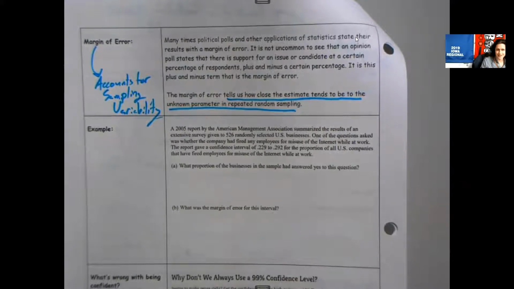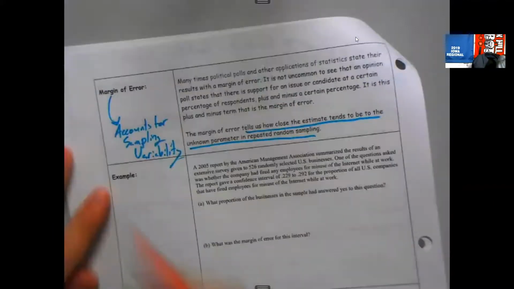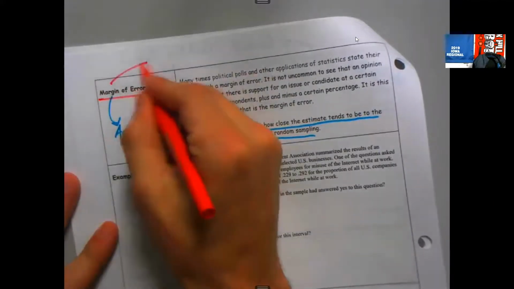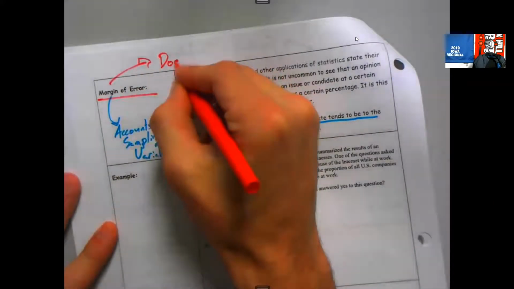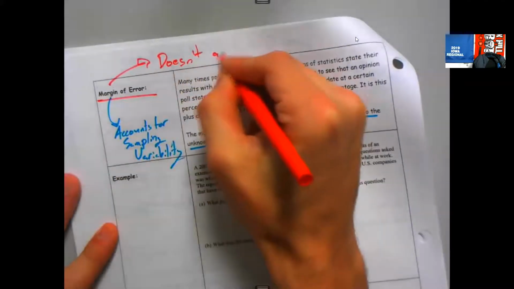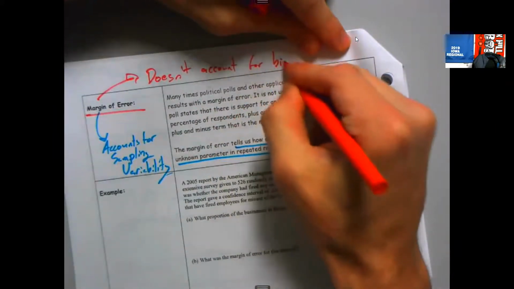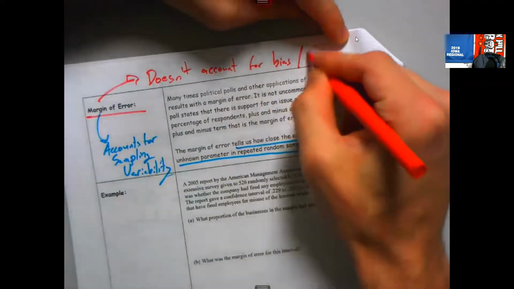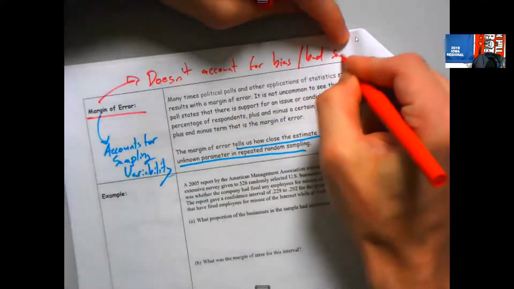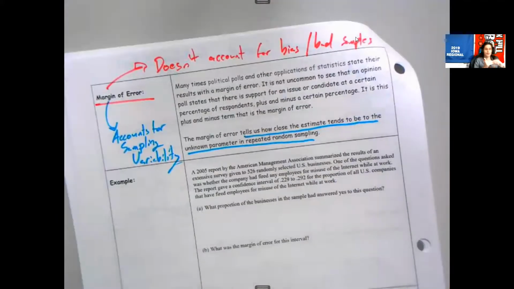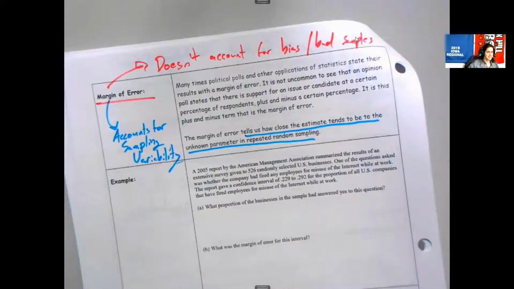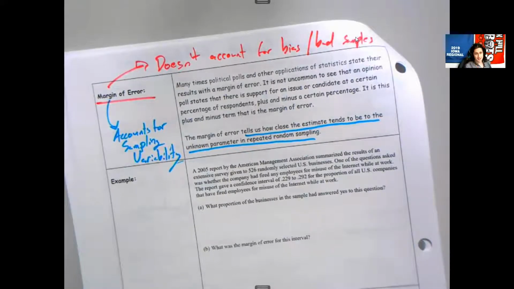What it doesn't account for is a bad sample or a biased survey. Well, let's take a moment to highlight that. Doesn't account for bias or bad surveys. What it does account for is natural variation. It doesn't account for you being a bad statistician.